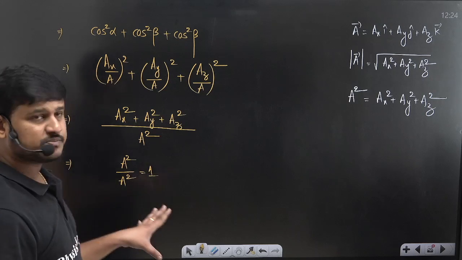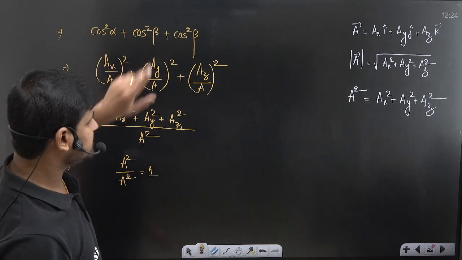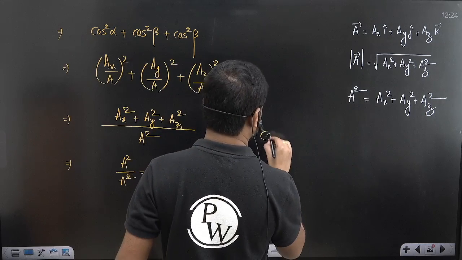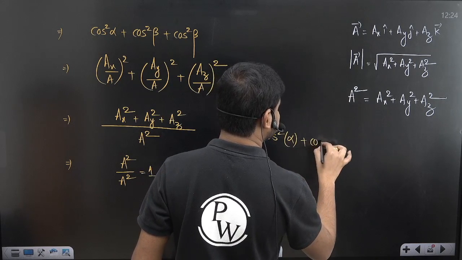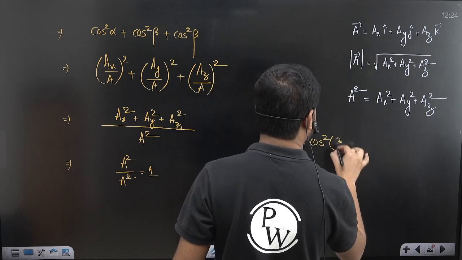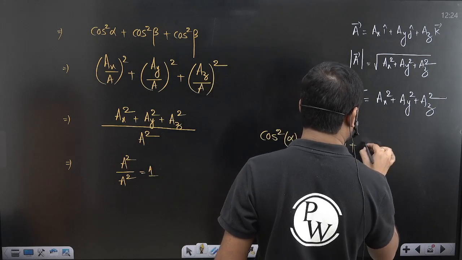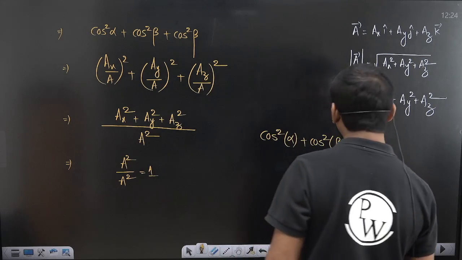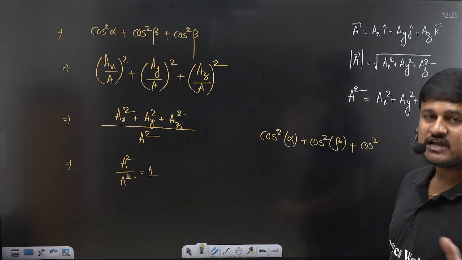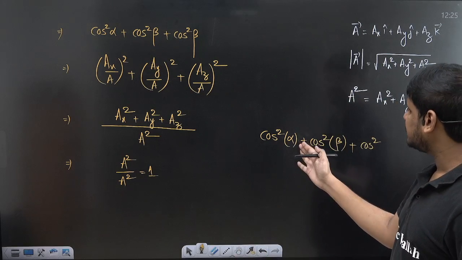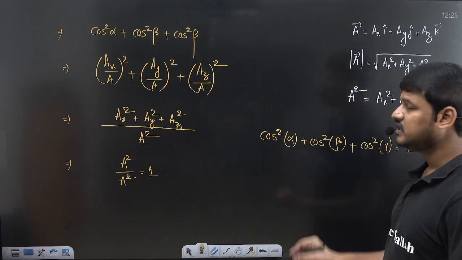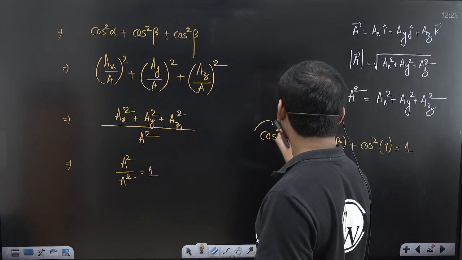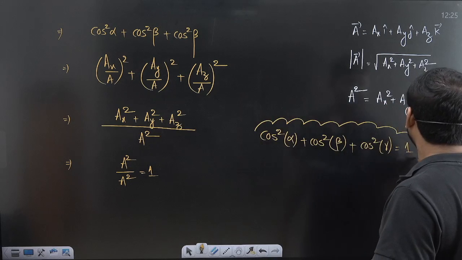This is just the procedure, but I am asking you to remember this part. If any vector is making an angle alpha with the x-axis, beta with the y-axis, and gamma with the z-axis, then the cos square of the angles made with the coordinate axes, cos square alpha plus cos square beta plus cos square gamma, this whole thing comes out to be 1. Okay, so remember this one. Clear?